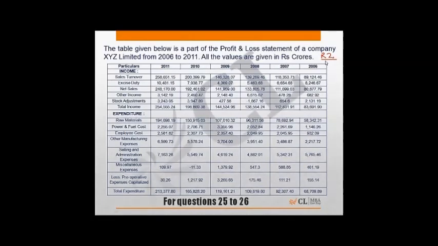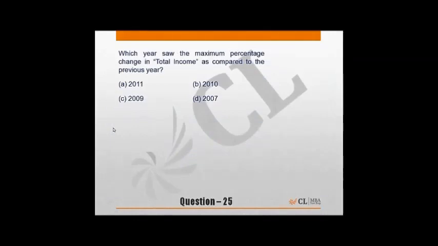There is a financial table for different years starting from 2006 up to 2011 given to us. And for each of these years, various items have been mentioned out here. Let's look at the questions and then decide if this is a set of data which is worth attempting or not. Question 25. Which year saw the maximum percentage change in total income as compared to the previous year? For this question, we need to have total income for a year vis-a-vis the previous year, and it is giving us 4 specific years, which means if I can just get the data for these 4 years, it should do the job.